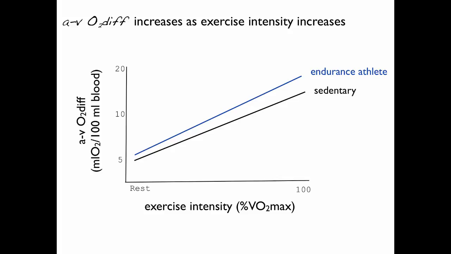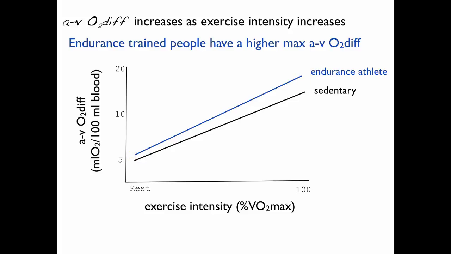And so what we see is that both at rest and during maximal exercise, they're going to have a higher AVO2 difference. So endurance trained people have a higher max AVO2 difference, which is one of the factors that's going to result in a higher VO2 max.